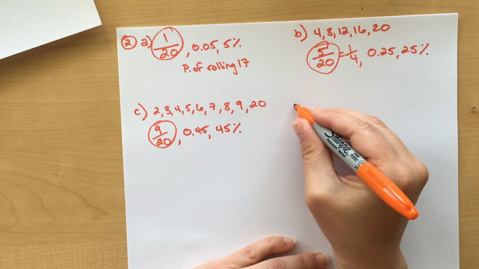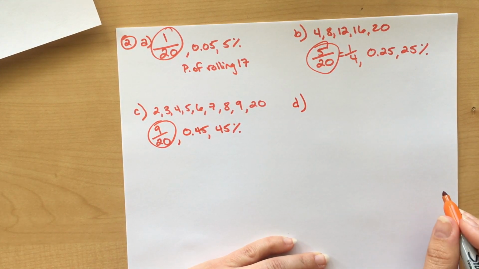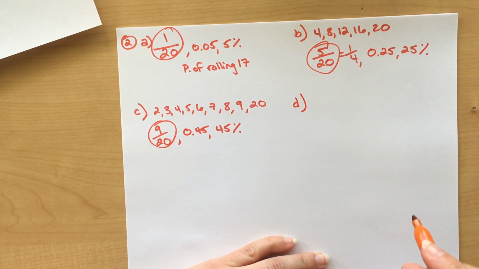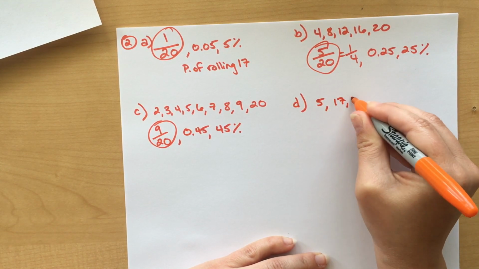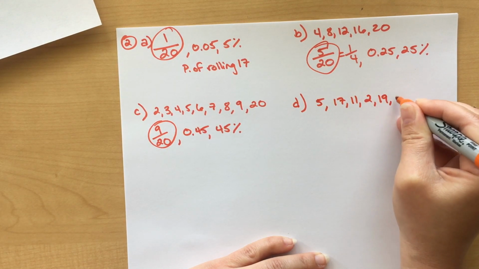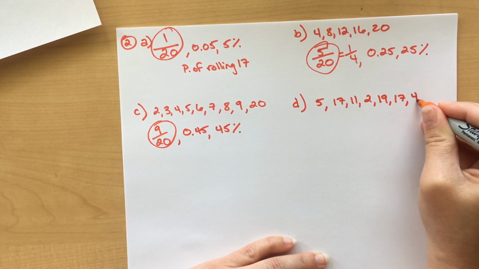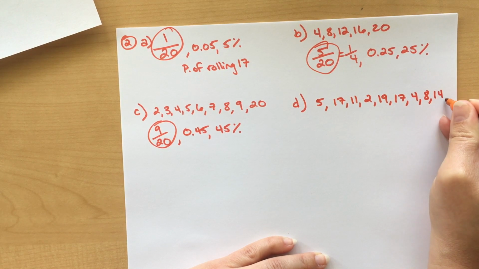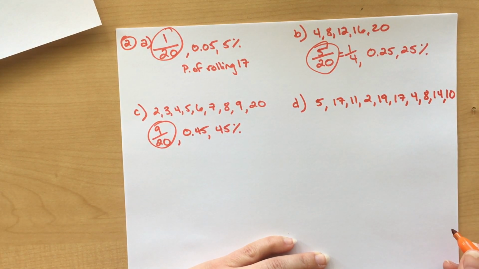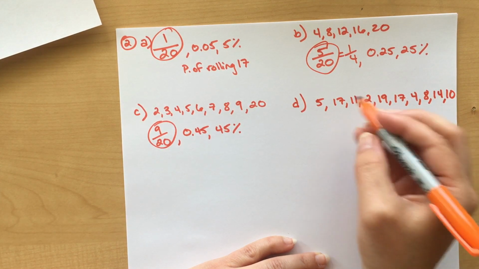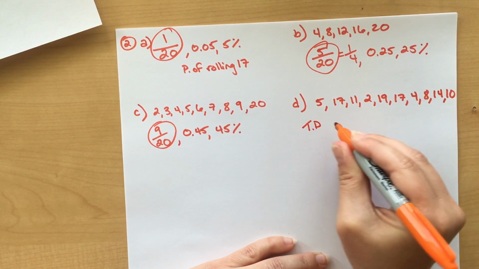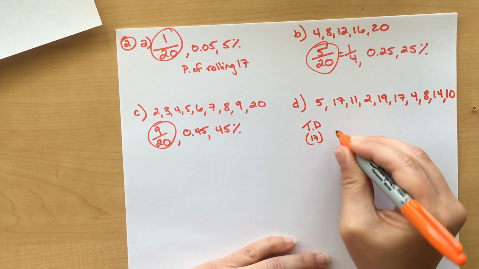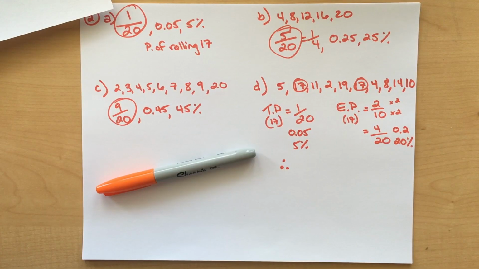And then D, in an experiment, a student rolled the dice 10 times. Here are the results that they rolled. They rolled a 5, 17, 11, 2, 19, 17 again, 4, 8, 14, and a 10. Compare the theoretical probability to the experimental probability of rolling a 17. So we know, back to this question, the theoretical probability of the 17 should have been 1 out of 20.